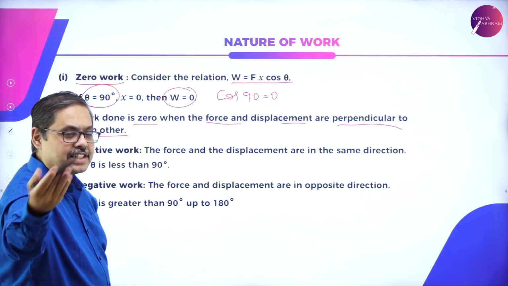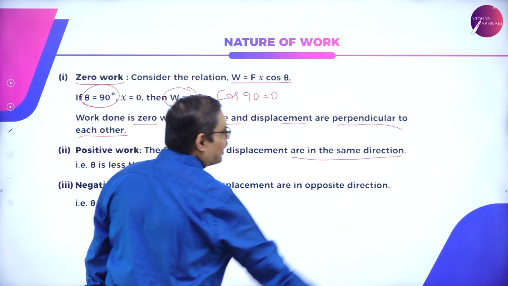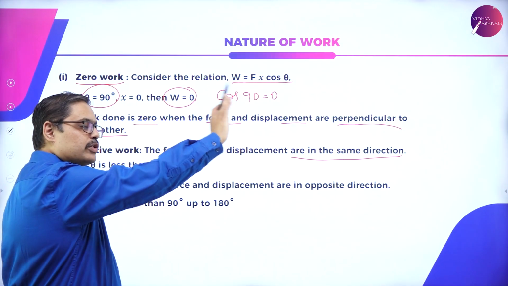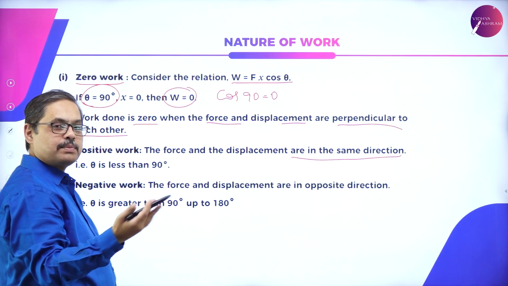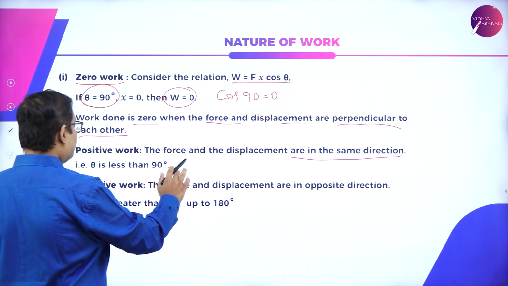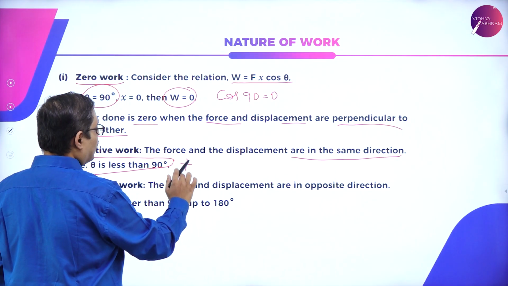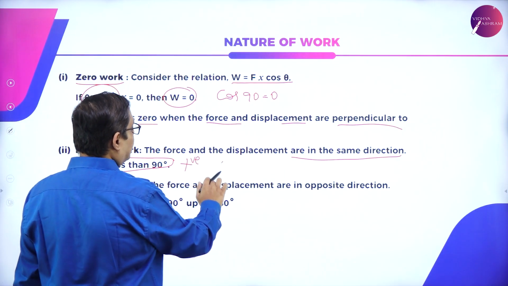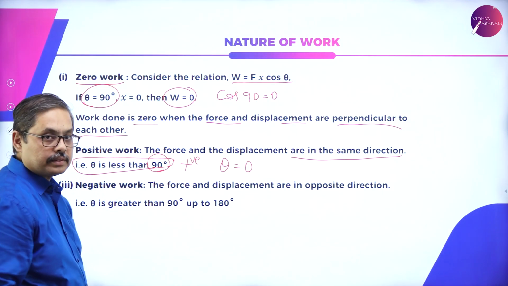Let us check when positive work is done. The force and displacement are in the same direction. I apply a force on the table, try to push it, the table moves away. Okay. So the application of force and the displacement is in the same direction. It means that whenever theta is less than 90 degree, work done is positive. Maximum work is done when theta is 0. Up to 90 degree, it remains positive.